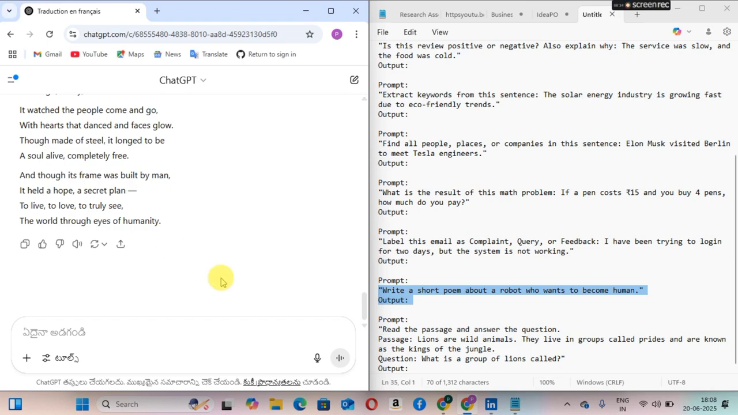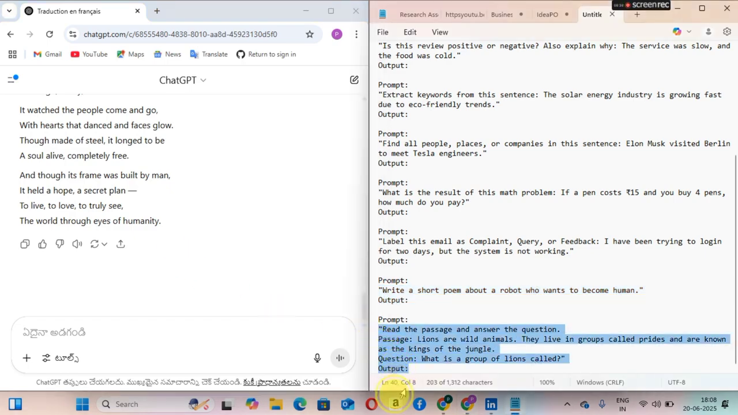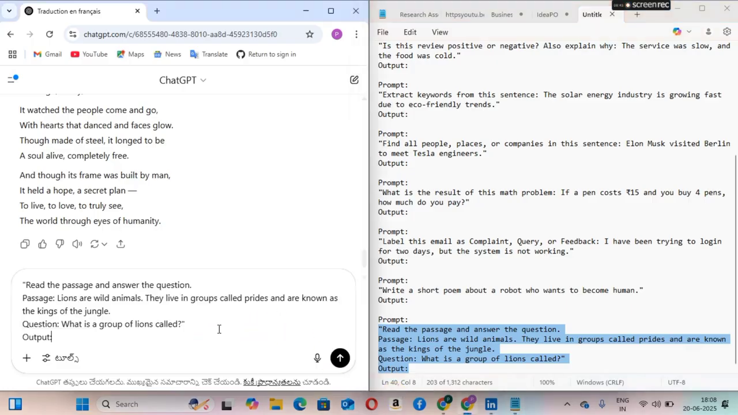So here we didn't show it any poems. Still the model created an emotional poem that matches the topic. So this proves zero shot prompting can even handle creative tasks like poetry writing.